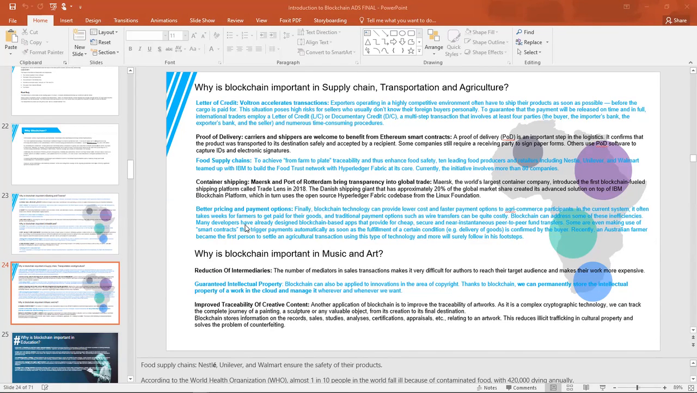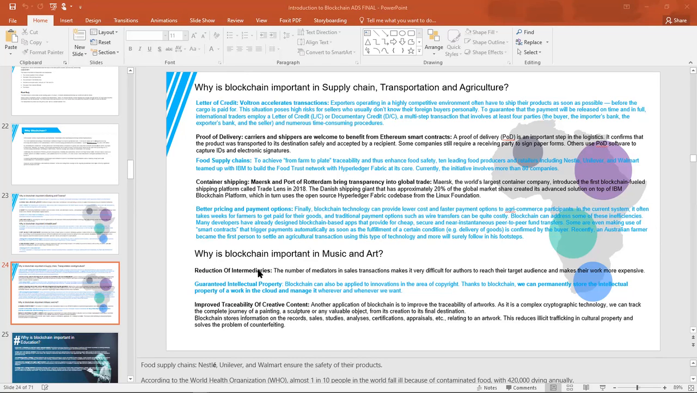Many developers have already designed blockchain-based apps that provide cheaper, secure, and near-instantaneous peer-to-peer fund transactions. Some even use smart contracts that trigger payment automatically as soon as the fulfillment of a certain condition, i.e., delivery of goods, is confirmed by the buyer. Recently, an Australian farmer became the first person to settle an agricultural transaction using this type of technology, and more will surely follow in his footsteps. So another important application of blockchain is in music and art.